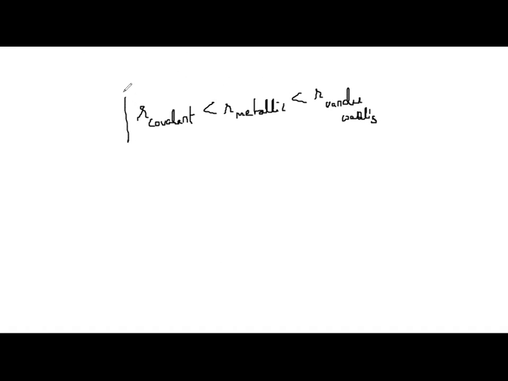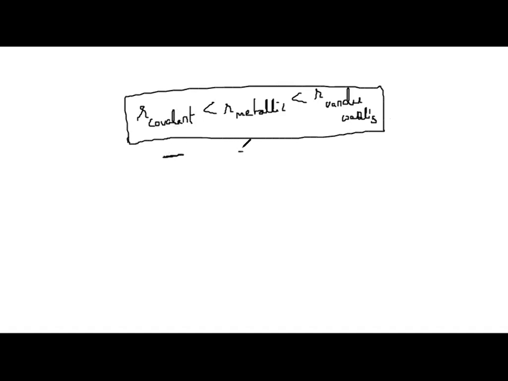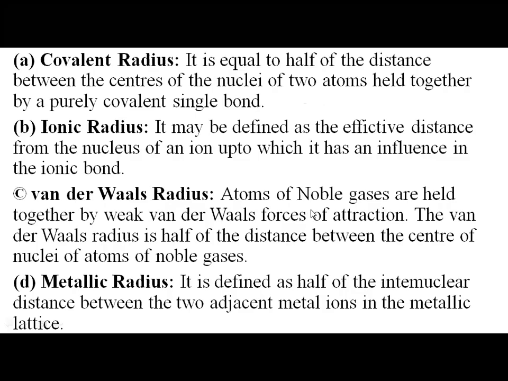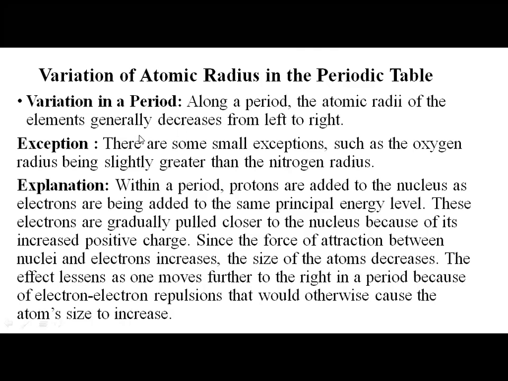So this is the order. Please do remember this order. Covalent radius is less. Metallic radius is slightly more. Van der Waals radius is very much more. So covalent radius is least. Therefore, it becomes strongest. Where radius is less, distance is less, breaking such compounds becomes difficult, right? So the covalent radius is less.